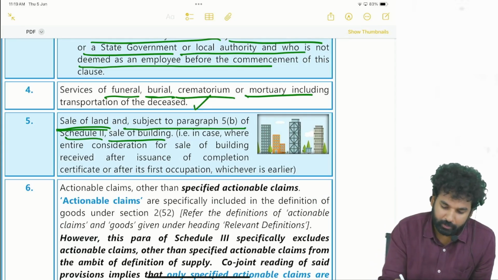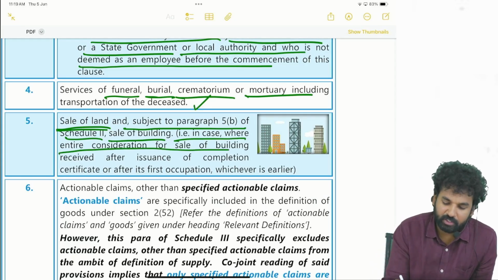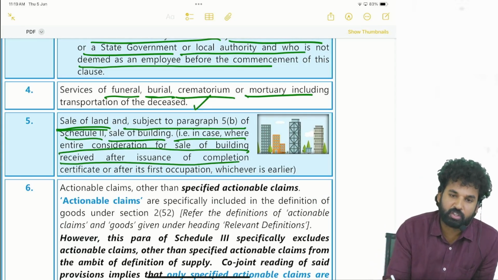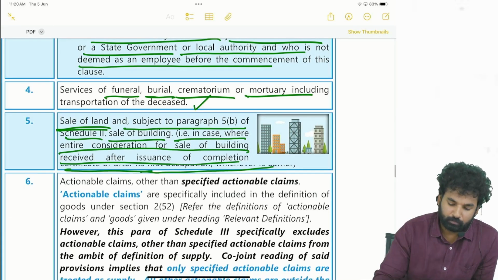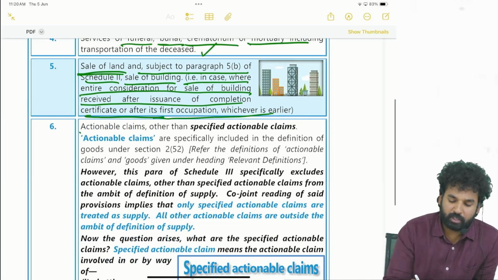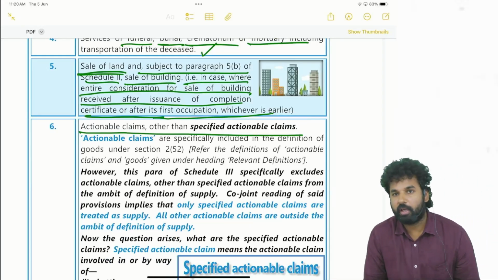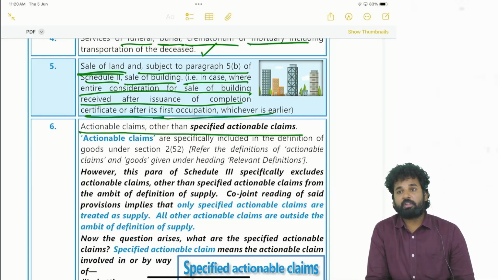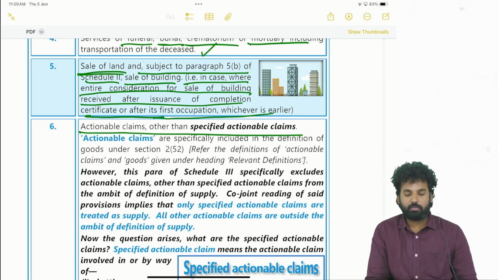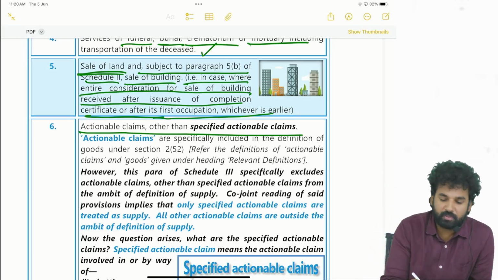Okay, right. So in case where the entire consideration for the sale of the building is received after issuance of completion certificate or after its first occupation, whichever is later. Next, actionable claims. Regarding this we made a discussion. Actionable claims come under the definition of goods. We have seen that, right? With respect to actionable claims we have specified actionable claims. What are specified actionable claims?